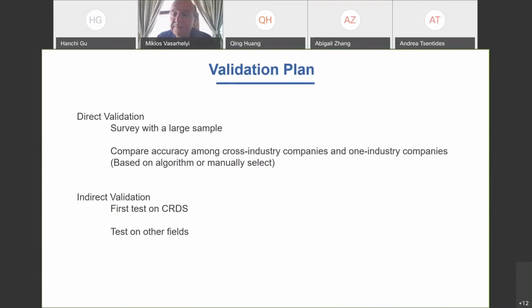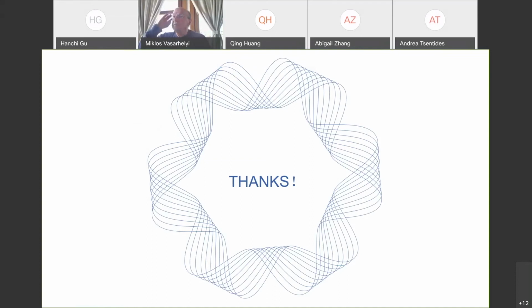Another one is indirect validation. Maybe we can just compare this one with the traditional one with only one-time clustering, and we can first test on CRDS, and then we can also test on other fields. That's the plan. Thank you.